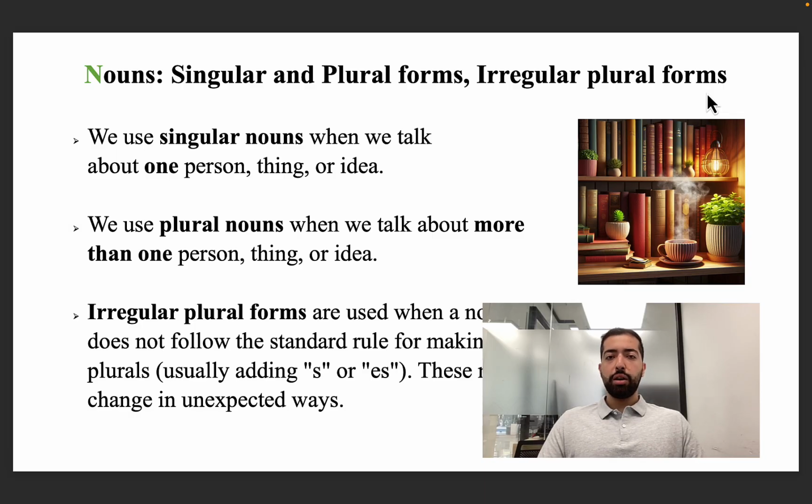We use singular nouns when we talk about one person, one thing, or an idea. We use plural nouns when we talk about more than one person, one thing, or an idea. And irregular plural forms are used when a noun does not follow the standard rule for making plural. For example, as you remember, for making a noun plural in the standard form, we usually add an s or es, but this rule doesn't apply to some of the words. These nouns change in unexpected ways.